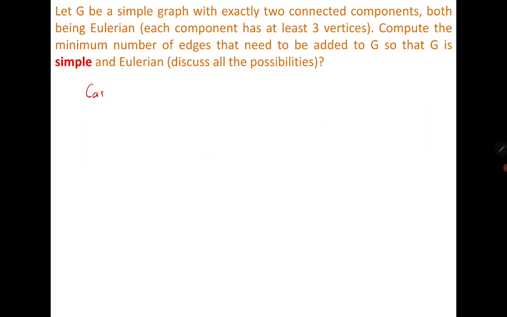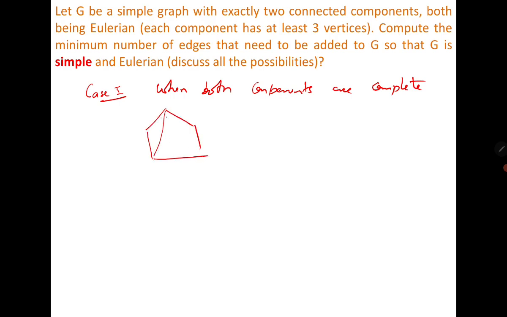So case 1 is when both components are complete. So this is the case which has a high probability that you may miss. So for example, let's consider K5. If you consider K5, it is Eulerian, and K3, it is also Eulerian.